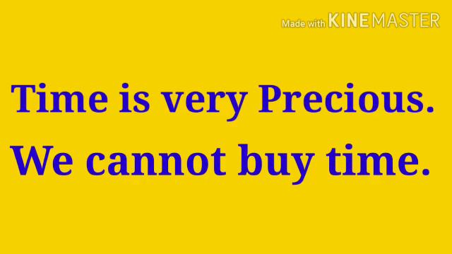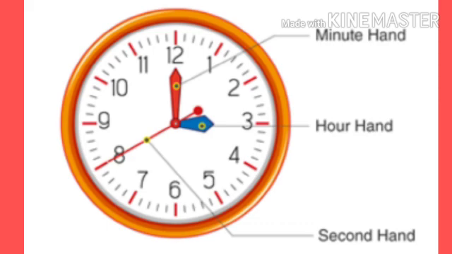Okay students, so we will learn more. Now, this is a picture of a clock. In a clock, there are two hands. The longer hand shows the minutes and the shorter hand shows the hours. Here one more thin needle type hand is there which runs very fast. It shows us the seconds.